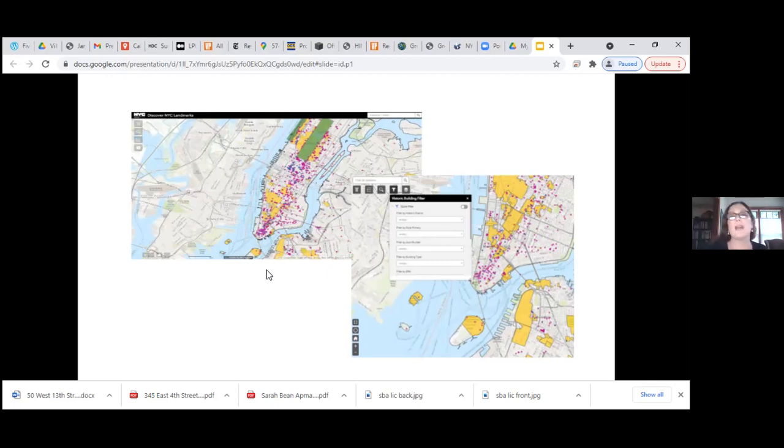So it also has the filter, which you see right here, which allows you to pull out the landmarks according to certain criteria. The one that's been the most helpful for me is doing it by architect. Whenever I write an RFE, I like to have information about the architect.